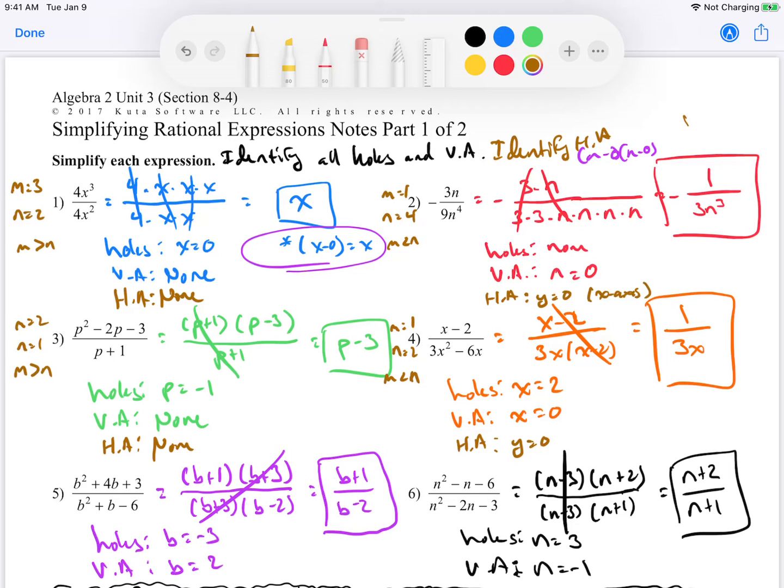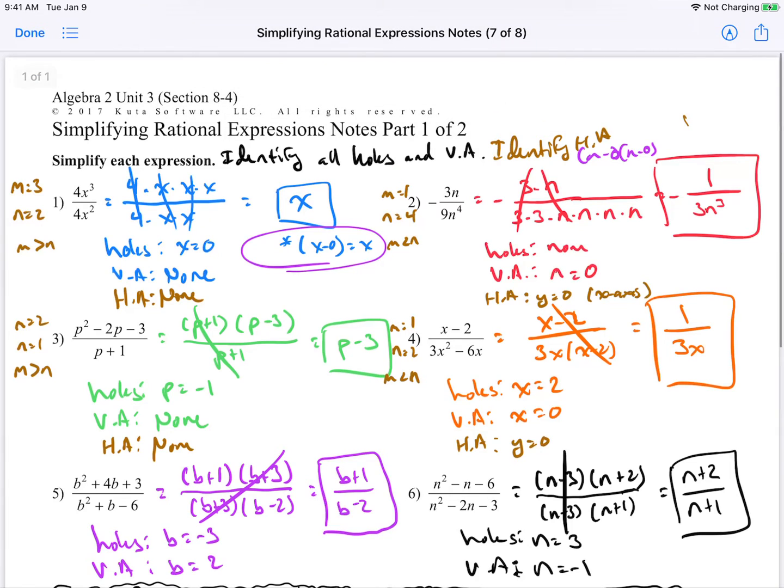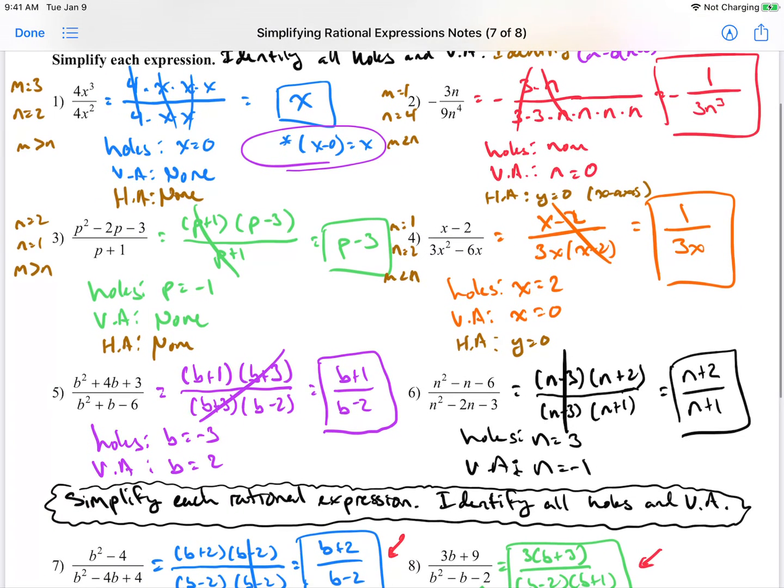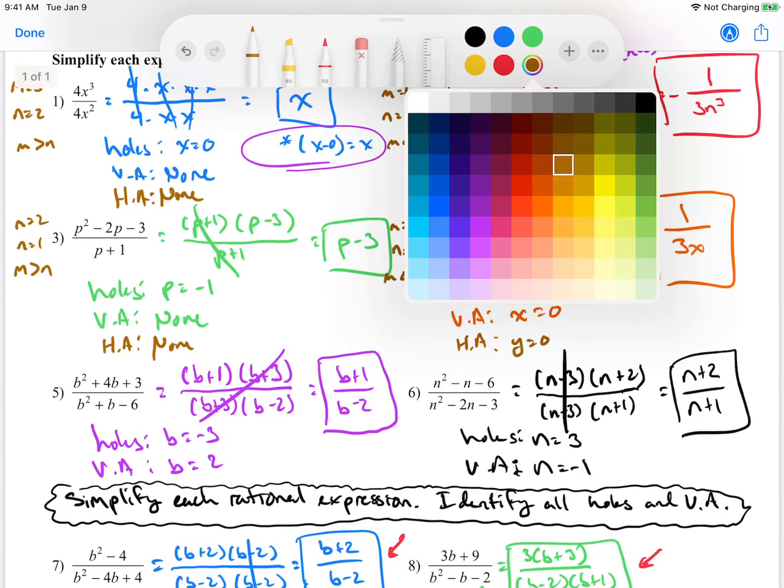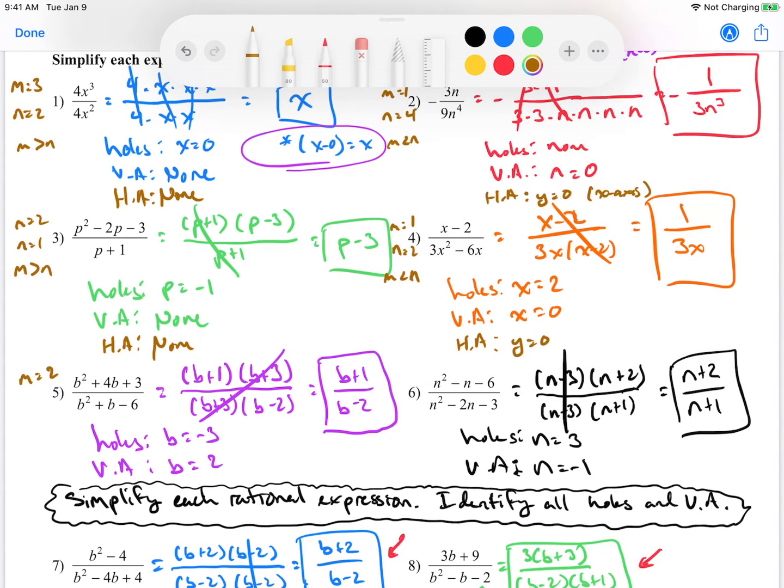Okay. For number 5 and number 6, we actually have some new horizontal asymptotes here. So we look at m is equal to 2. The degree of our top is 2. The degree of our bottom is also 2. So we have m is equal to n, which means we have a horizontal asymptote at y is equal to a over b, the leading coefficients. Our leading coefficients are 1 and 1. So we have y is equal to 1 over 1, which is 1. So we have a horizontal asymptote at y is equal to 1.